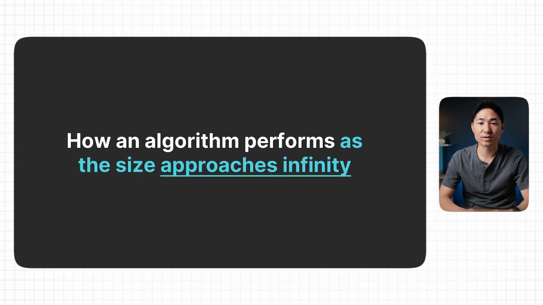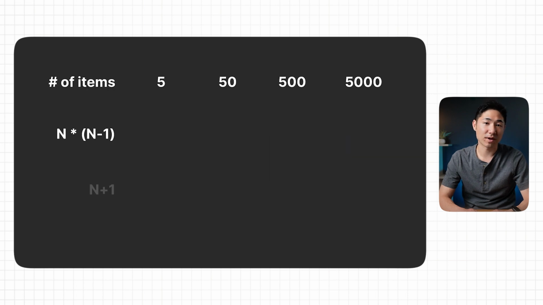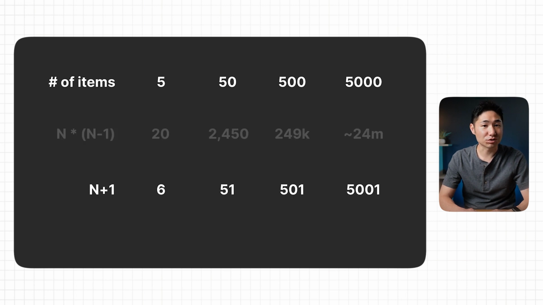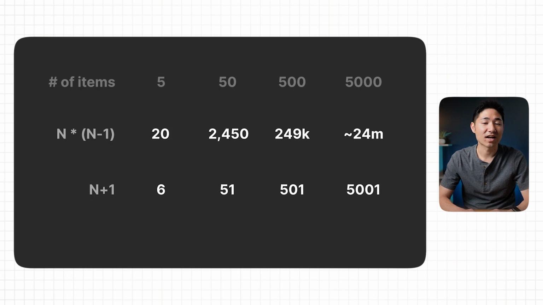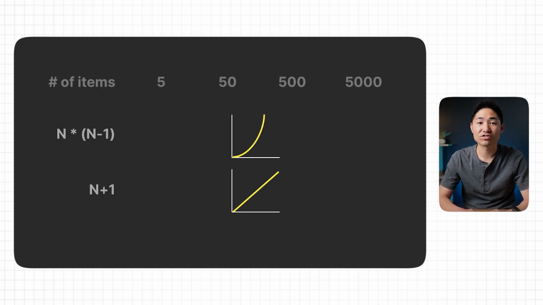However, remember that algorithmic complexity has to do with what happens as the size of input approaches infinity. So let's observe the pattern of what happens as our input increases by an order of magnitude from 5 to 50 to 500 and 5,000. With approach 1, we go from 20 iterations to 2,450 iterations, 249,000 iterations, to over 24 million iterations by the time we hit our input size of 5,000 numbers. With approach 2, we go from 6 iterations to 51 iterations to 501 iterations and 5,001 iterations. As you can see in this table, as the input size increases, the rate of change in the number of iterations performed is drastically different.